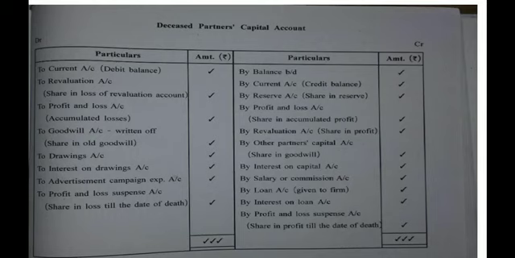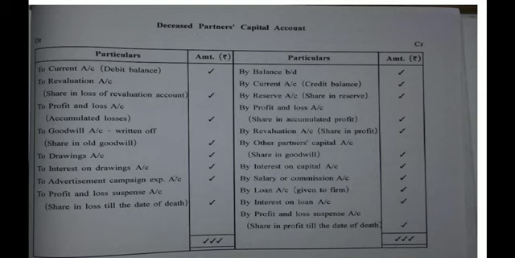Yes, that is the reason that drawings and interest on drawings has been written on debit side of deceased partner's capital account. Then to advertisement campaign expenditure. Of course, this is not a new thing. This is also given in balance sheet and on asset side. This is to be distributed among all partners in their old ratio. If you remember, we have solved this in previous sums. So here in this account, you are only going to write about the person who meets death or say a deceased partner, his share only.